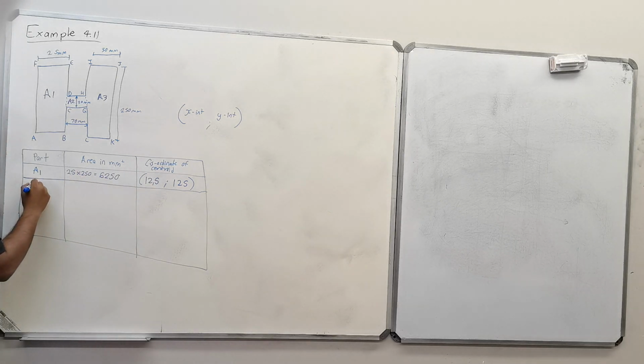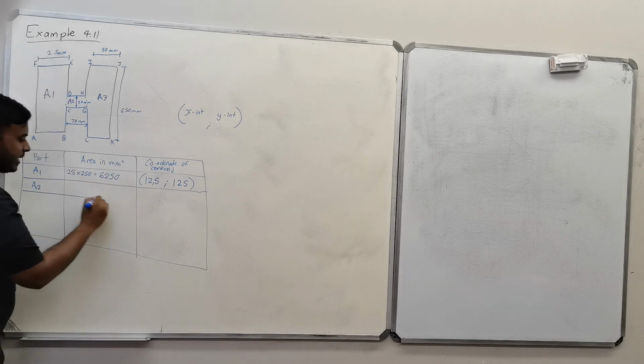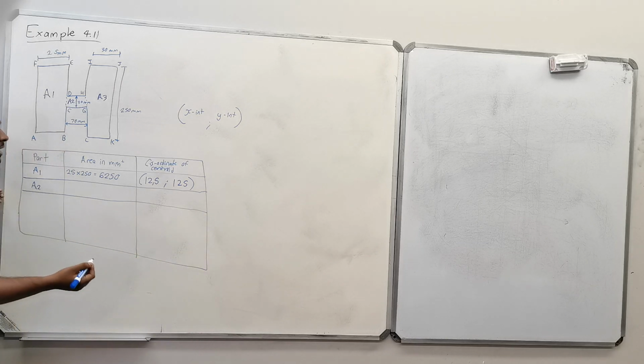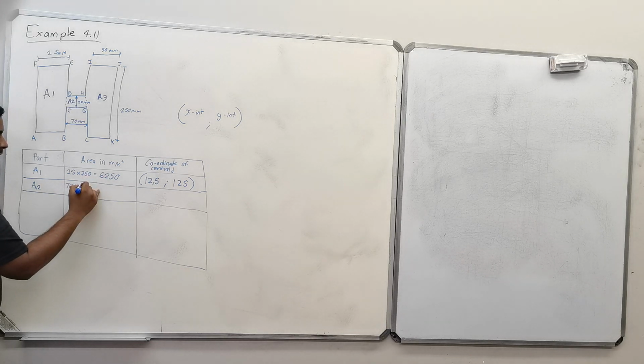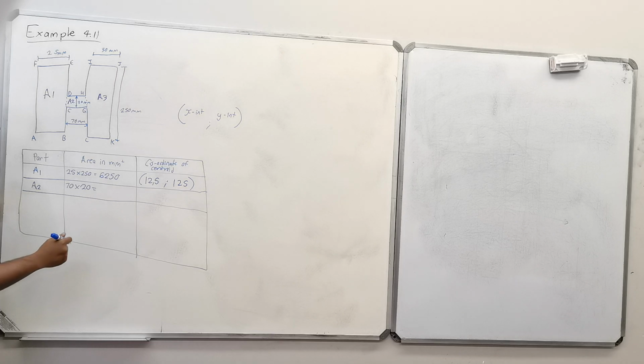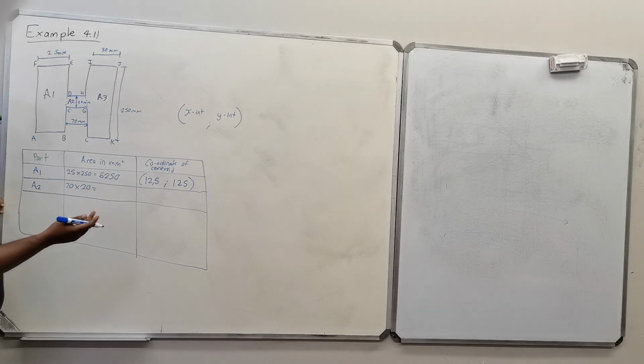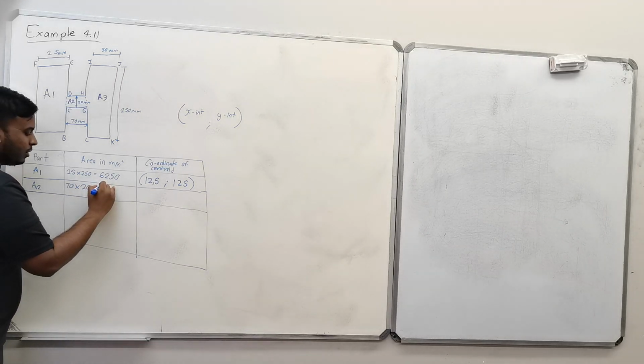Then for A2, what shape is that? Rectangle as well, right? What's its length, 70, and its breadth? 20. Okay? The area formula is length times breadth, right? So what this will come out to is 1,400.